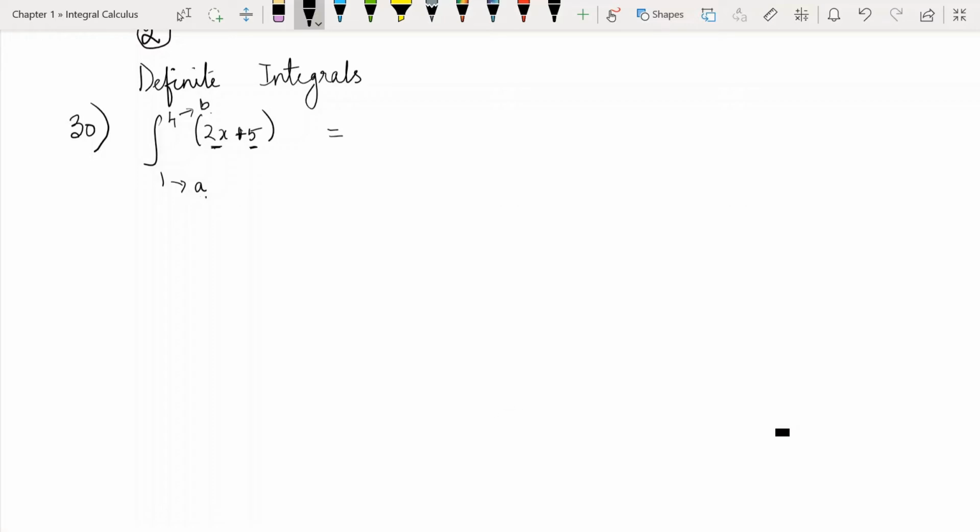What is the integration of 2x? All of us know that it is x square by 2. The 2 is a constant, so that remains as it is. We cancel both the terms and then we add the integration of 5. 5 is a constant, keep it as it is. When you integrate, what you get is 5x. Please be careful that in definite integrals, we never add k.